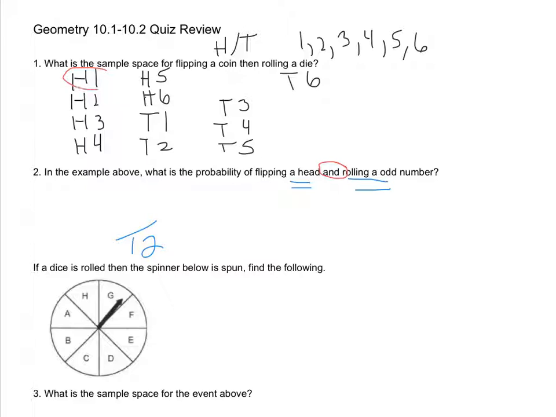So if I go and look at all these, how many of them have a head and an odd number? Well, that would be the H and 1, the H and 3, and the H and 5. Those are the only ones where I have a head and I have an odd number. So there's 3 of those outcomes. So we have 3 out of 12, which of course reduces to 1/4. So there's a 1 out of 4 chance of rolling a head and an odd number at the same time.